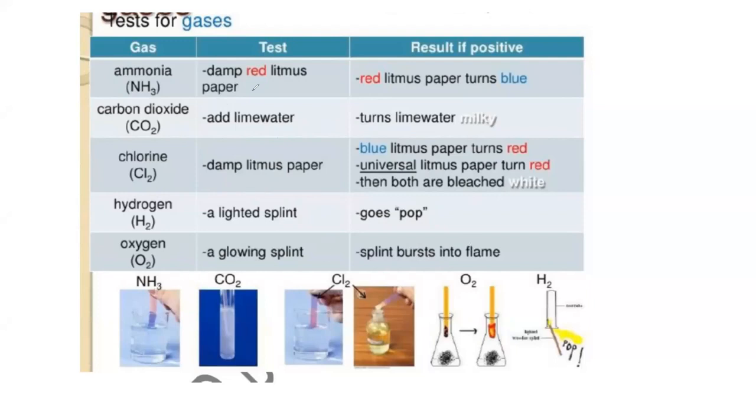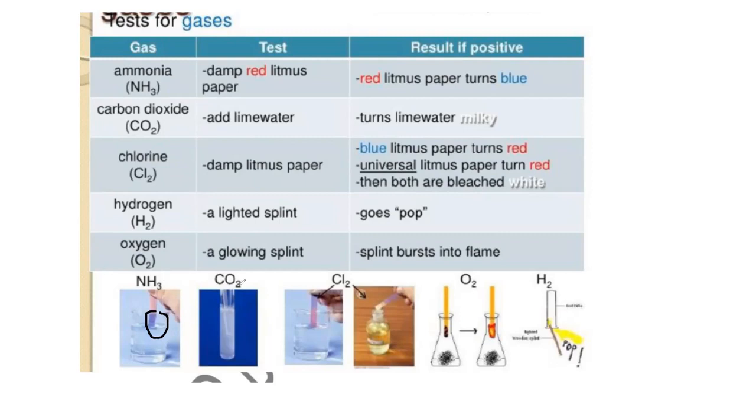So as you can see here, different gases. The first one is ammonia, as shown here. Ammonia turned red litmus blue. When we pass carbon dioxide through lime water, it turned milky. I have already shown you the effect of carbon dioxide on lime water. As we pass it through lime water, it turned milky or chalky.